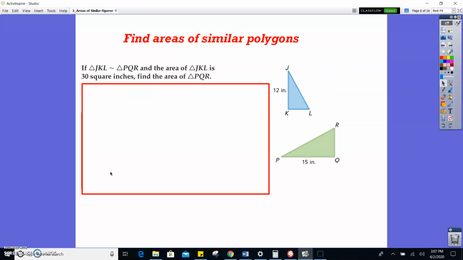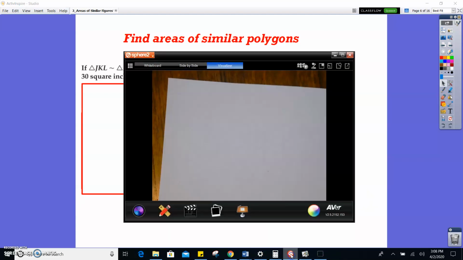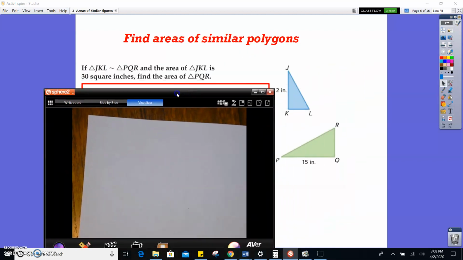So we want to find the area of our similar polygons. We're told that triangle JKL is similar to triangle PQR, and that the area of triangle JKL is 30 square inches. Now our unknown is the area of triangle PQR. I know that these triangles are similar, so I'm going to look at the corresponding sides, and I can find my scale factor by putting 15 over 12. So I'm going to come to my work over here, pull it down just a little bit.